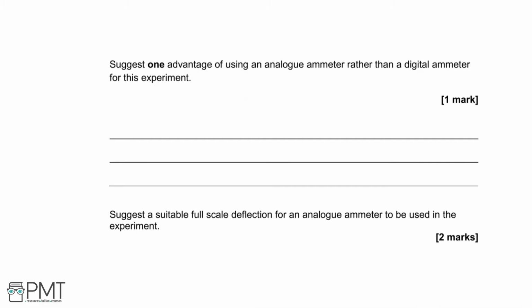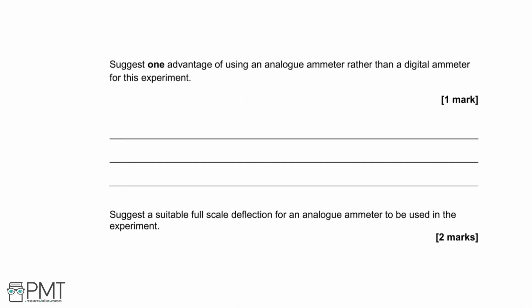Suggest one advantage of using an analog ammeter rather than a digital ammeter for this experiment. Now, when you think about a digital ammeter, you've got a reading which is going to be to a certain number of significant figures, and the true value is going to jump between those two very discrete points. However, if you're looking at an analog ammeter, it's more of a continuous scale, and you can look at the positions between the markings.